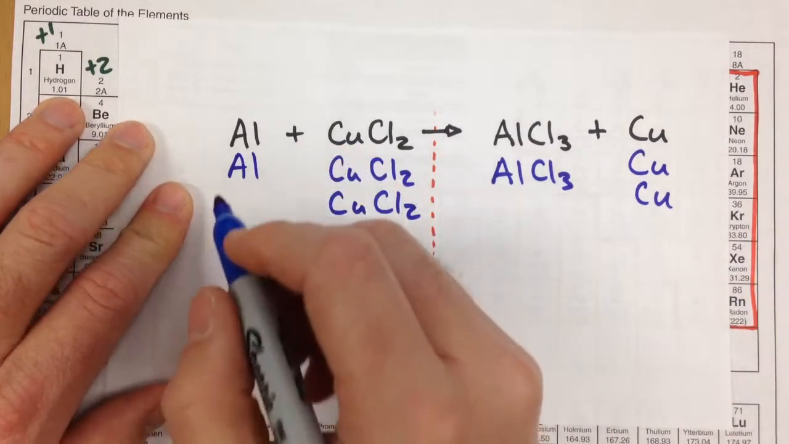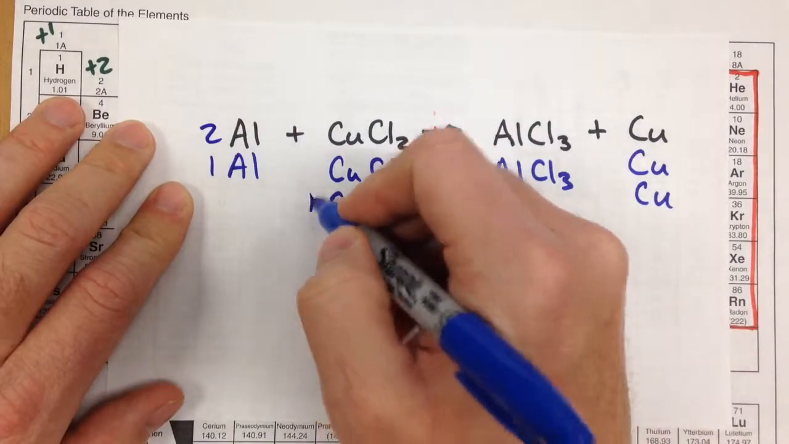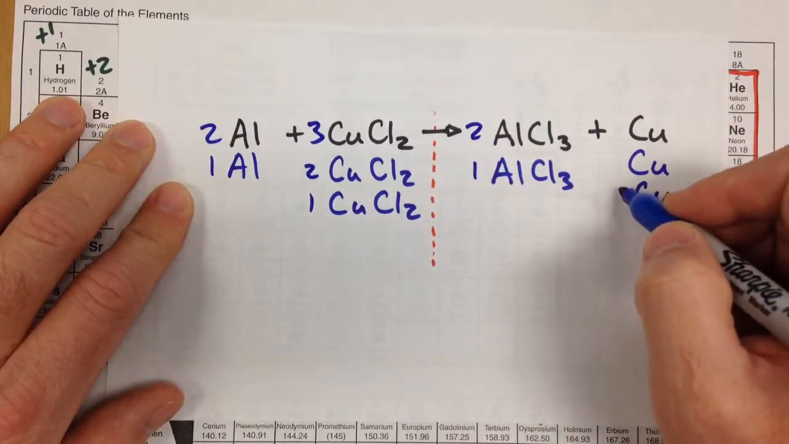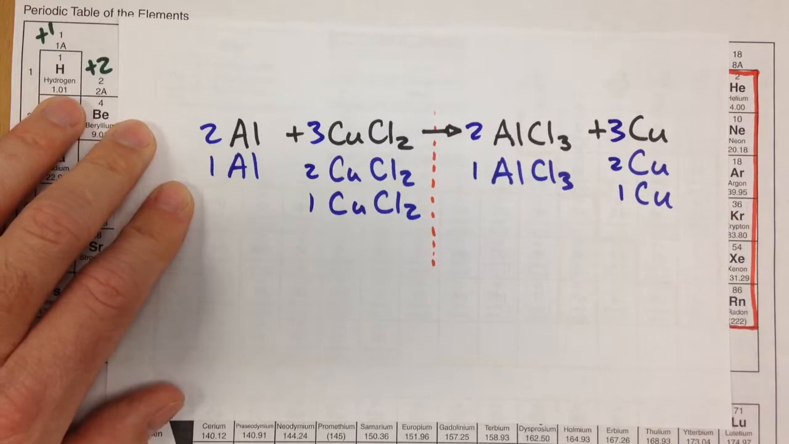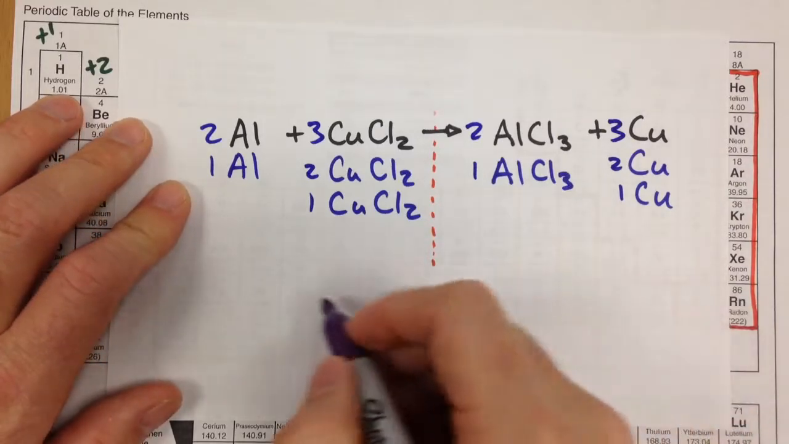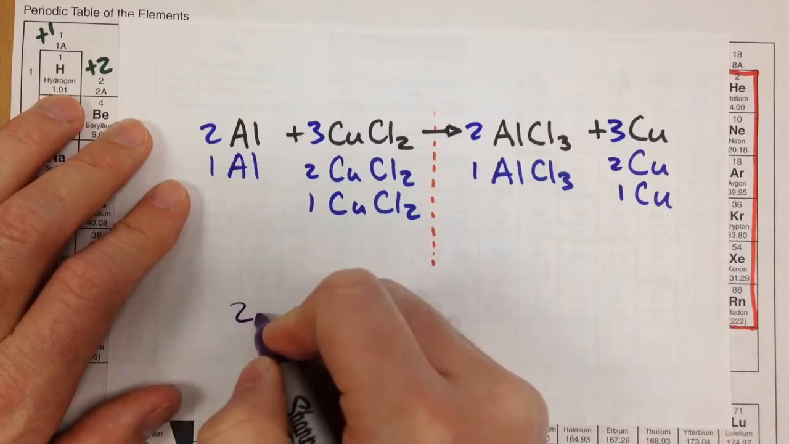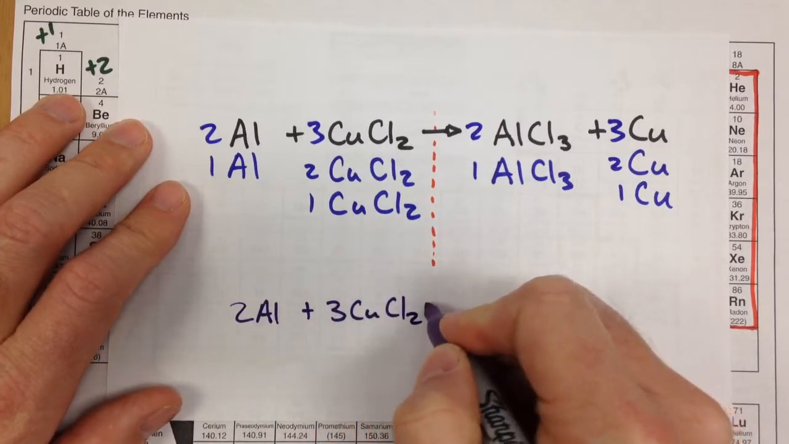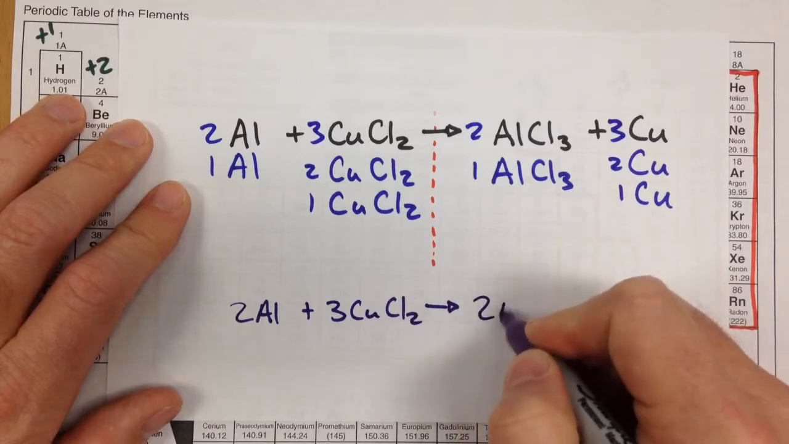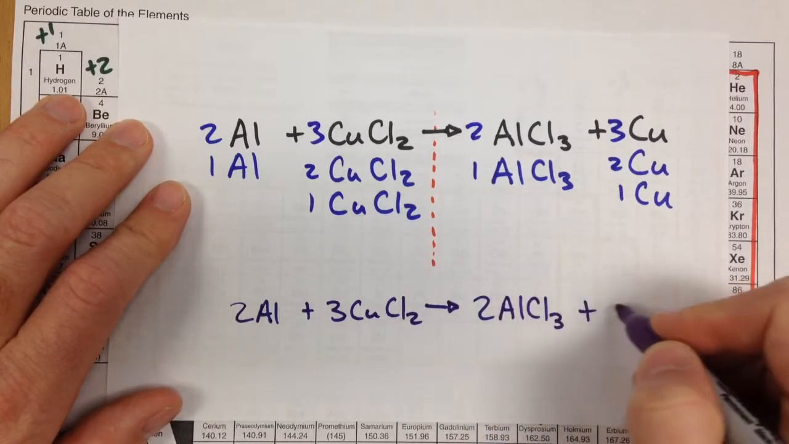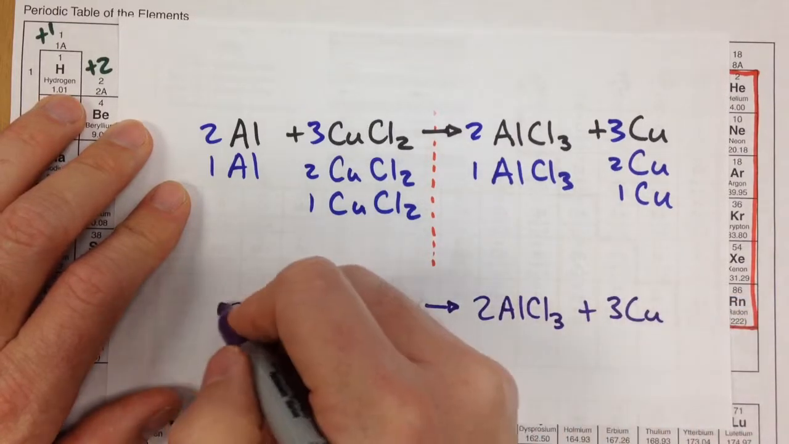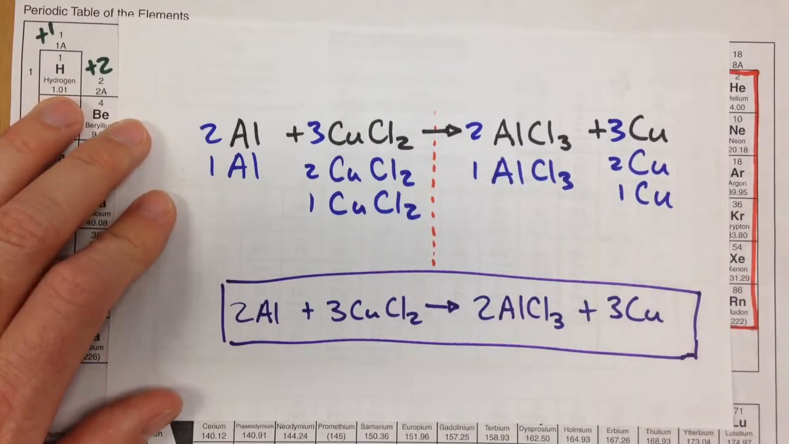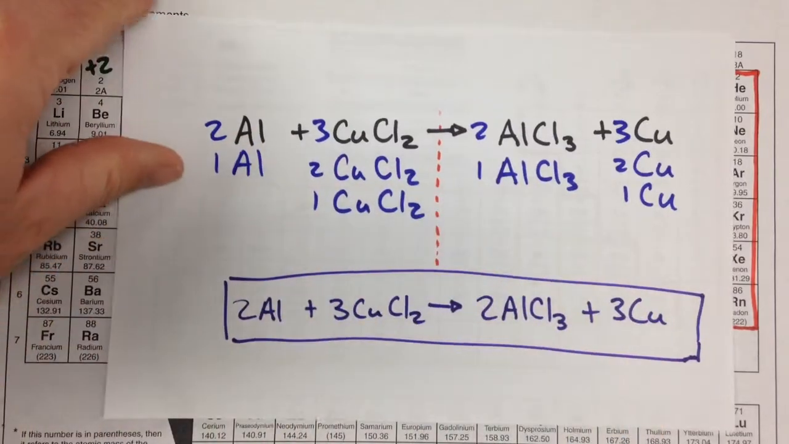How many units did it take to get this to balance? 2 aluminums, 3 cupric chlorides, 2 aluminum chlorides, and 3 coppers. To write this out, my final balanced chemical equation that follows the law of conservation of mass, 2Al plus 3CuCl2 yields 2AlCl3 plus 3Cu. This is my balanced chemical equation, which follows the law of conservation of mass. This was a single displacement reaction.